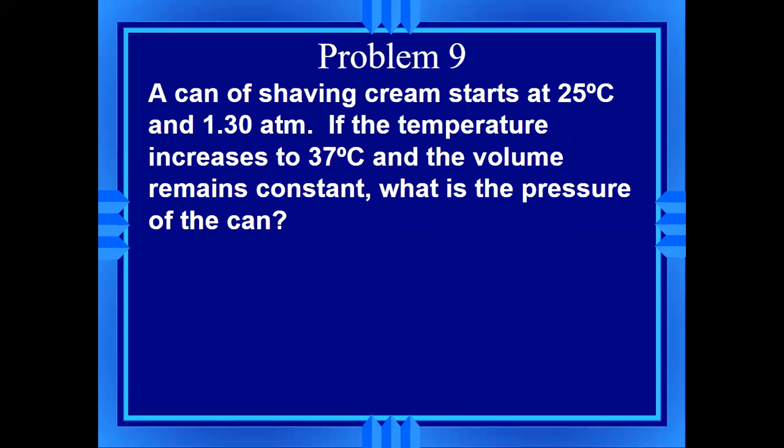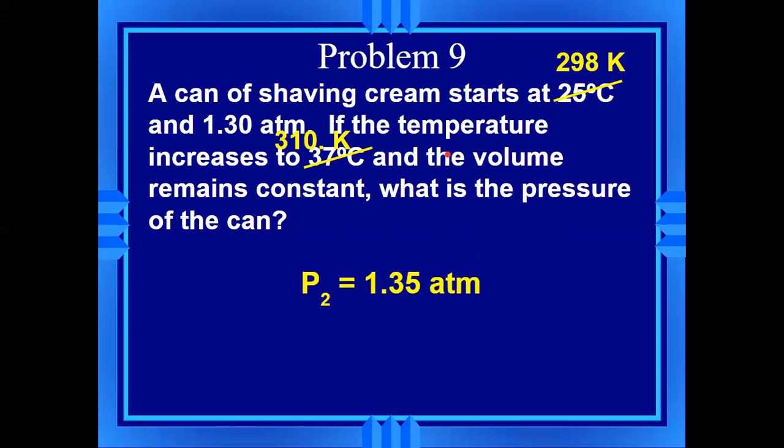A can of shaving cream starts at 25 degrees Celsius and 1.3 atmospheres. If the temperature increases to 37 degrees Celsius and the volume remains constant, what is the pressure of the can? So in this case, we are solving for P2. So we have to convert our temperatures into Kelvin. So 25 is going to become 298. 37 is going to become 310. Oh, I meant to say pause the video here and go ahead and figure it out and then come back.